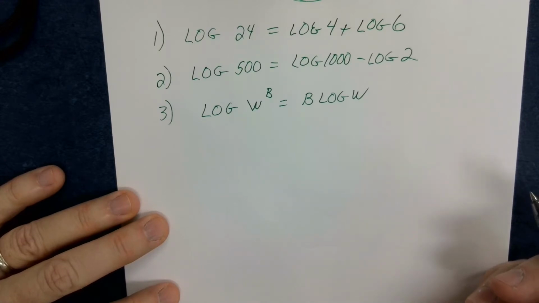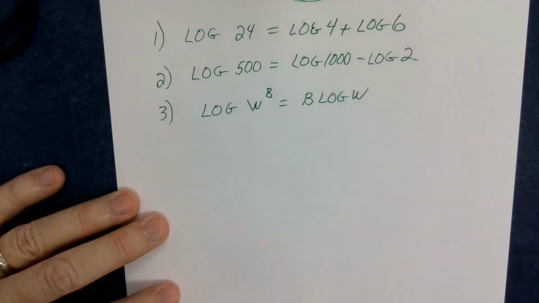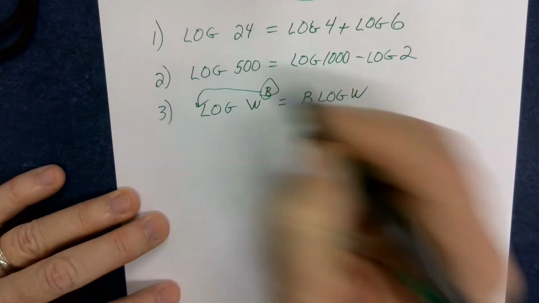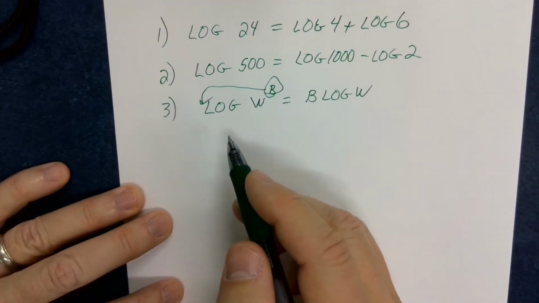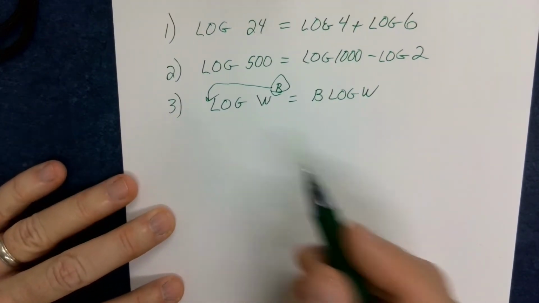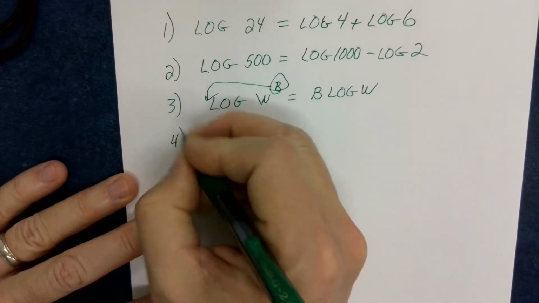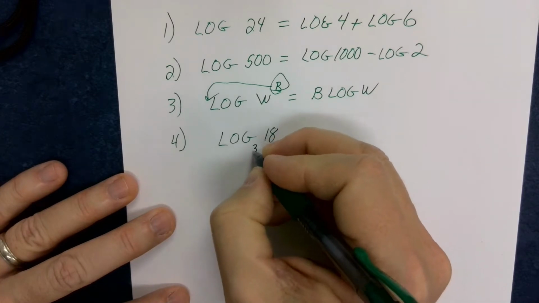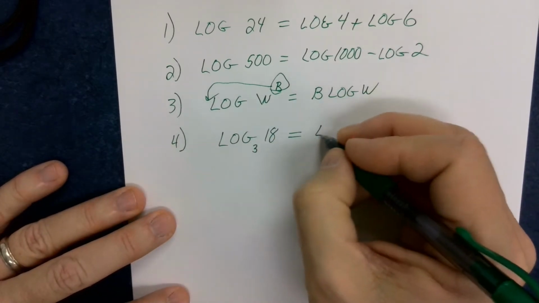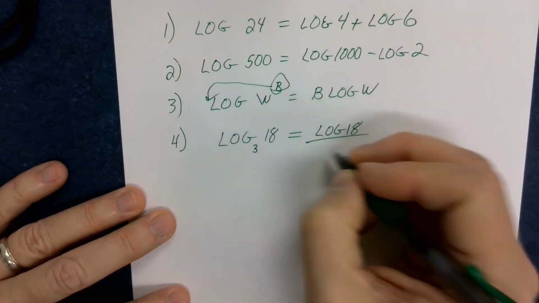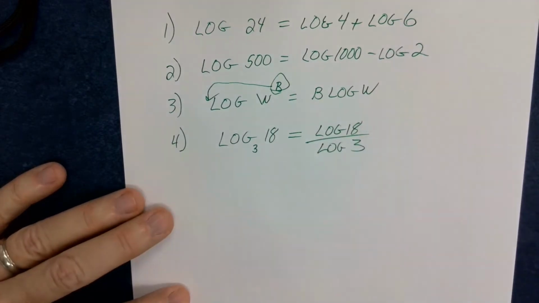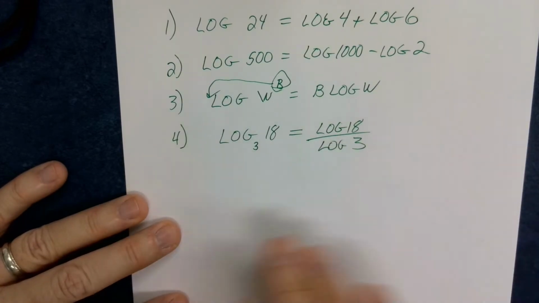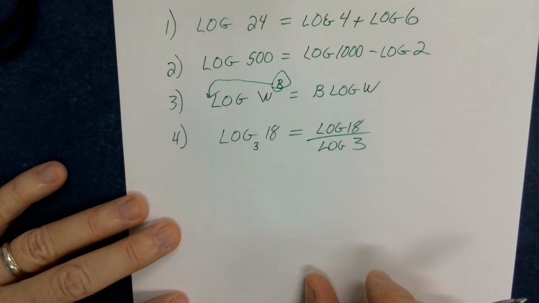The log-ride law. This is the one that tells us we get to convert from an exponential into a linear. That was the Michigan Adventure, Cedar Point, whatever you want to call it, log-ride law. Number 4 says this, log of 18 base 3 equals log 18 over log 3. So be comfortable with all of those properties. Is that good?